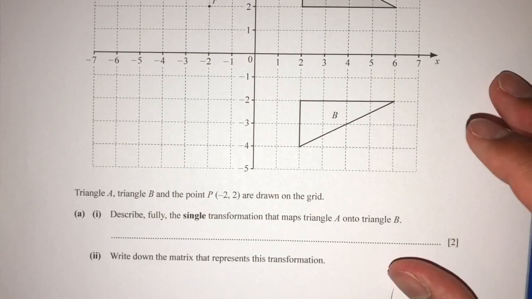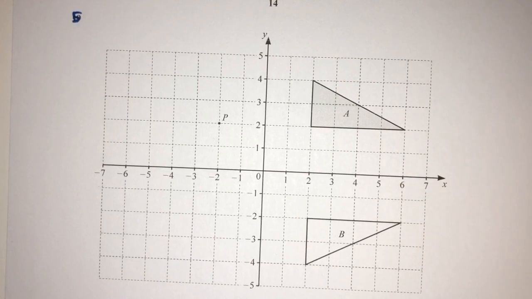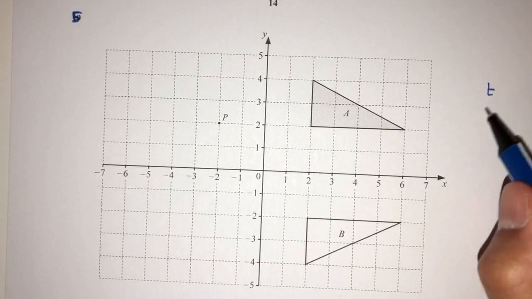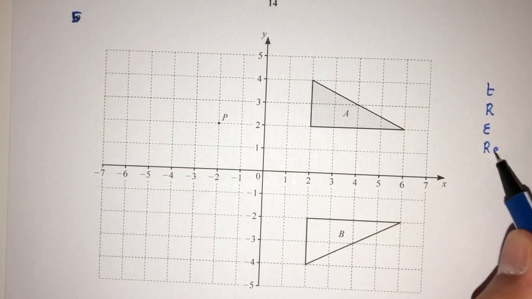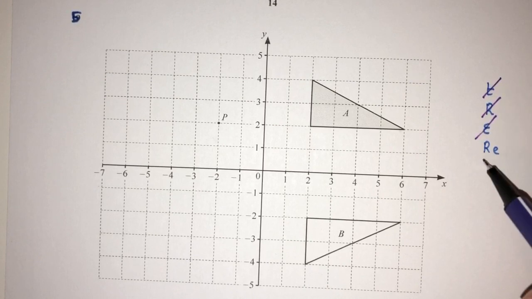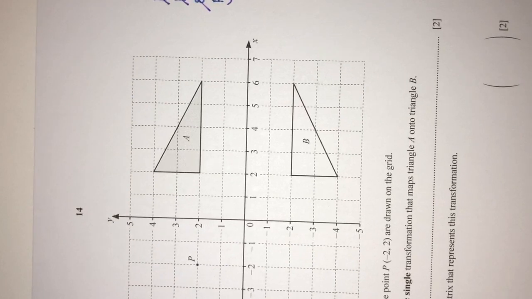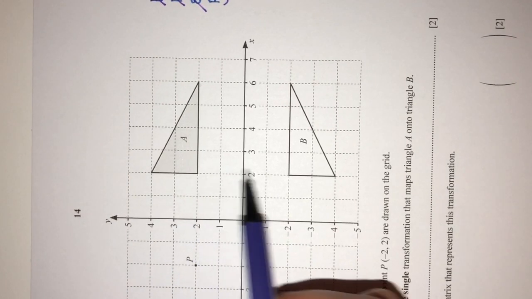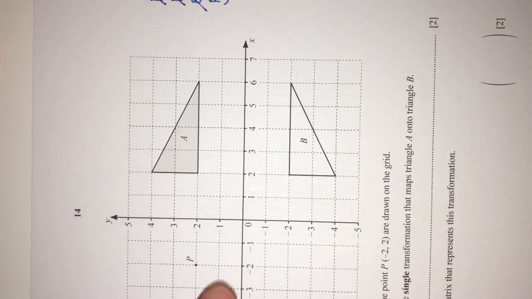So, step by step, we have to proceed with elimination. How can you make A become B? We have translation, rotation, enlargement, and reflection. So by elimination, we can see that it has to be a reflection. If you just turn your graph in this direction, right? If you observe, this point became this point became this point. So it seems that they were reflected on the x-axis.